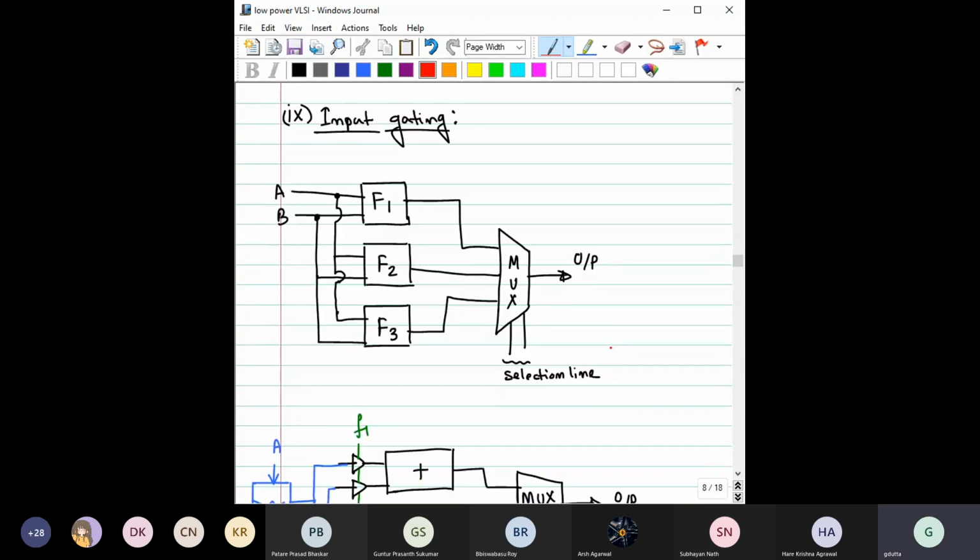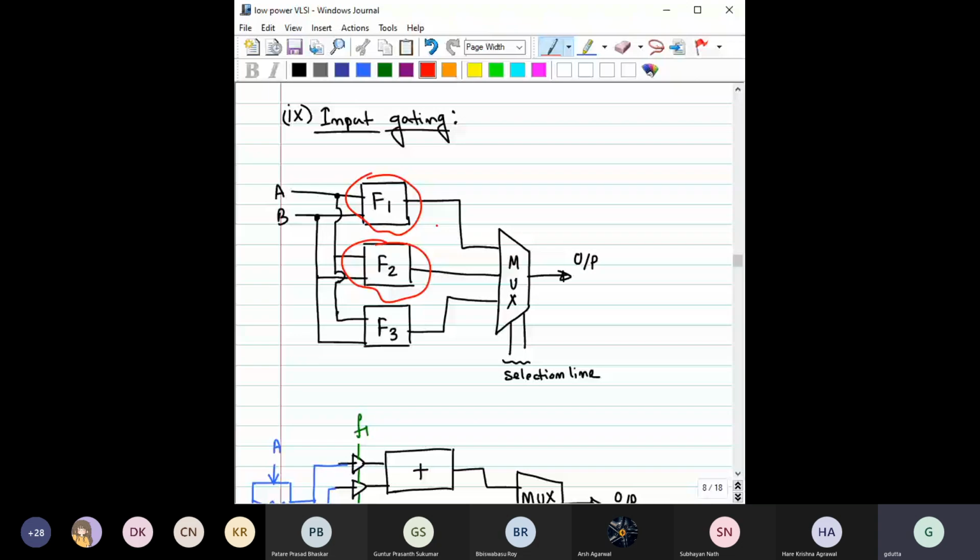Then input gating, right? In clock gating, we are basically preventing the clock from appearing across some block. In input gating, we prevent the inputs from appearing across some block. For example, you can see here, this is one block. Say this is performing the addition. Say this is the F2 block, which is performing the subtraction, right? And this is combinational logic, right?